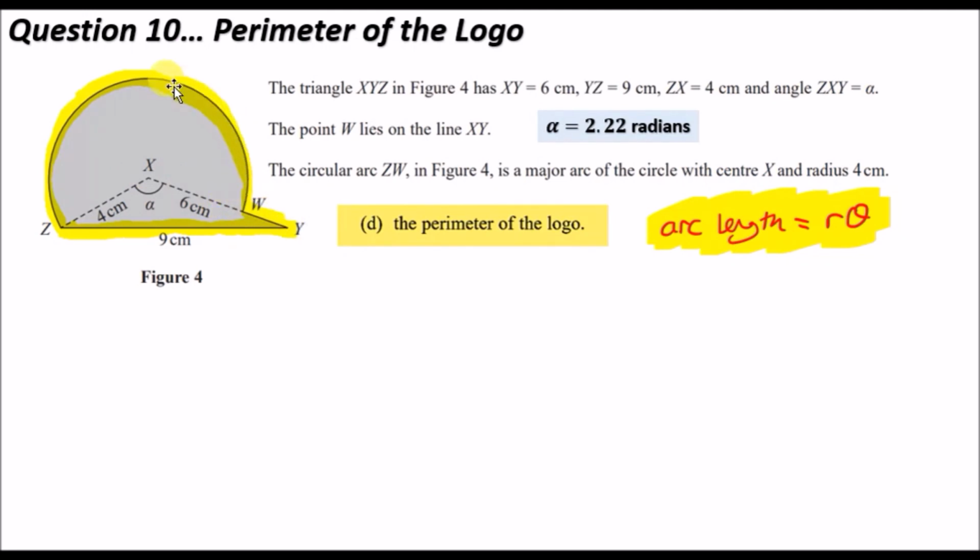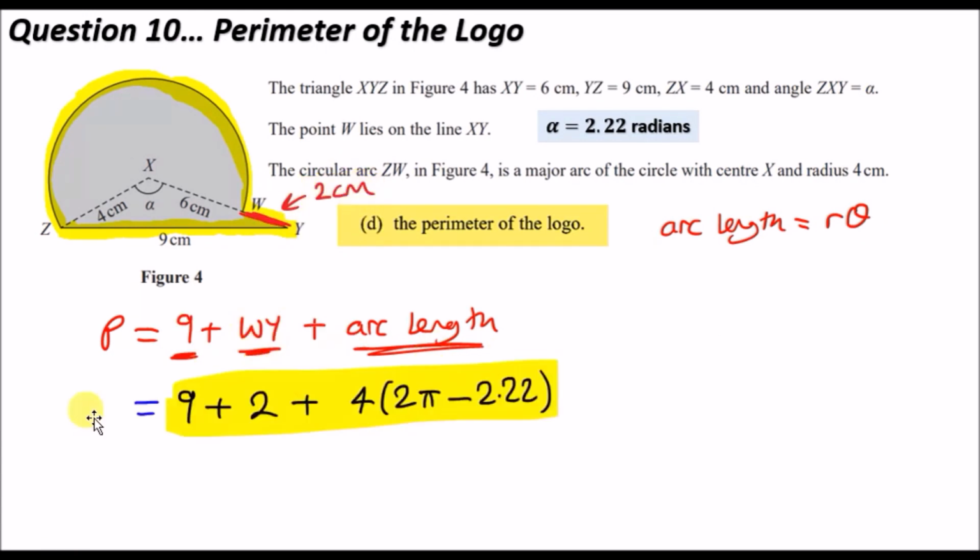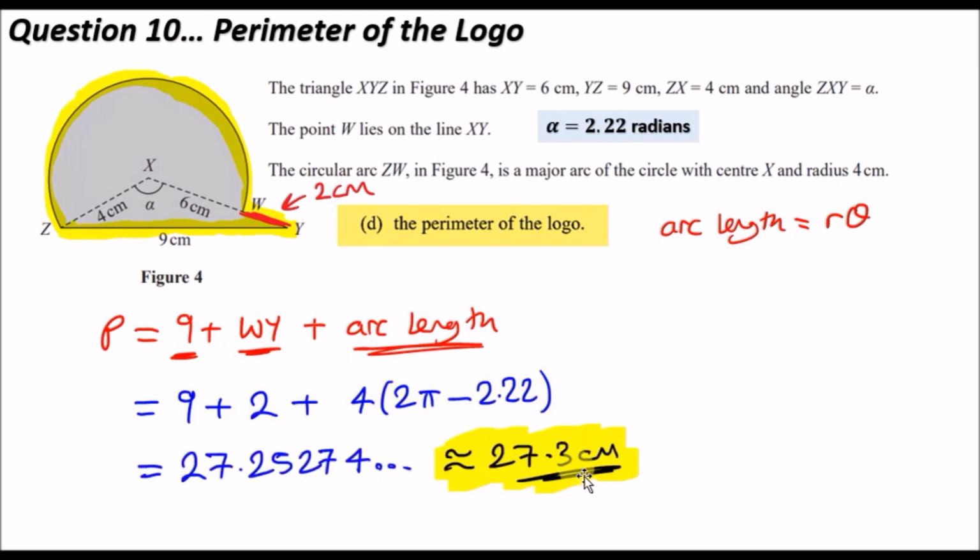And then we also have the arc length, and the arc length is defined as r theta, radius times the angle that it's reflecting. So the angle of interest would be this 2 pi minus alpha angle. So naturally it looks a bit like that, yeah? So you should write it firstly like this, label it, and then replace the arc length with radius 4 times 2 pi minus 2.22. So remember, this was this external angle, yeah? And that's it, guys. Just pop it in a calculator and you should get about 27.3, and that's it.